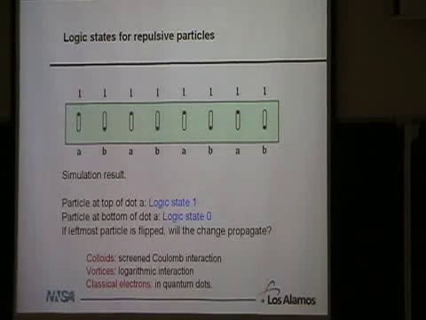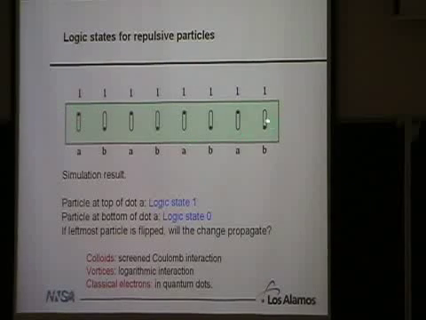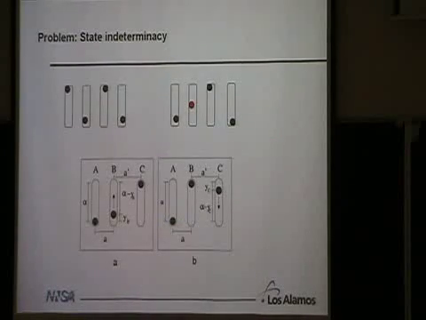We thought, great, done. Right? We set up the simulation, and it completely failed. It didn't go anywhere at all. We flipped this dot, and this dot had no idea anything happened. Why didn't it work? Well, there's a problem with the system, which is state indeterminacy.